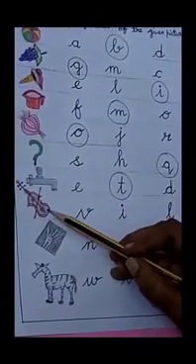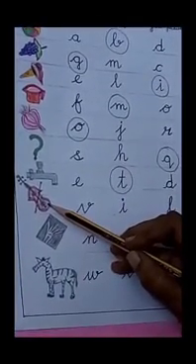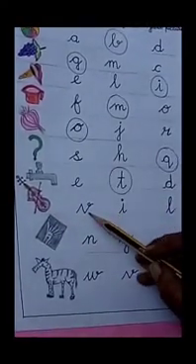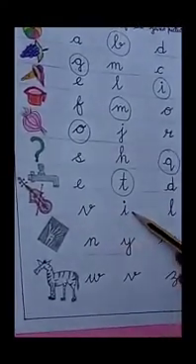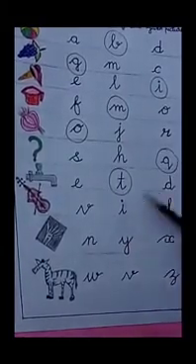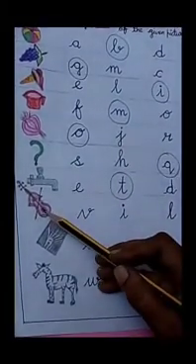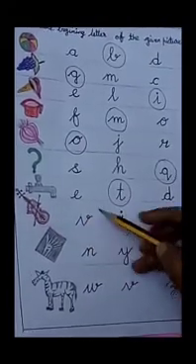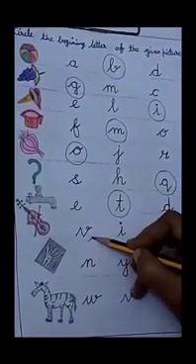What is this picture? It's a violin. What are these letters? V, I and L. What is the beginning letter of the violin? It's V. So we will circle the letter V.